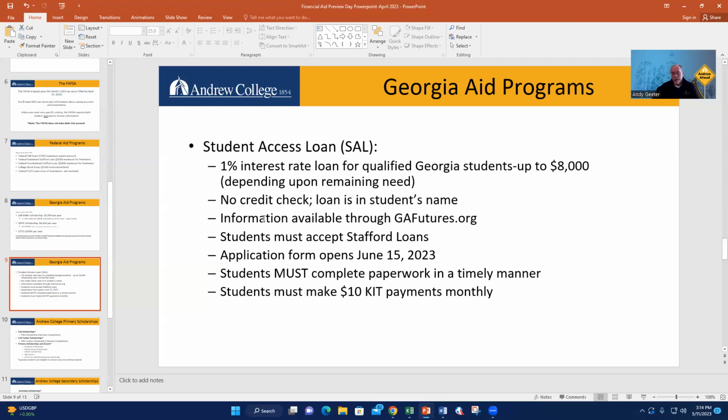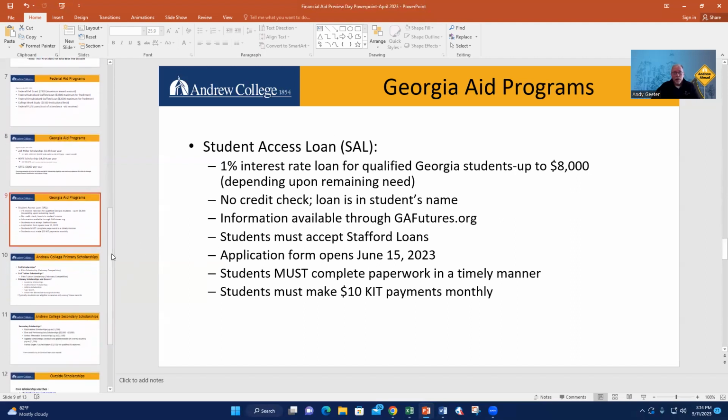Regardless, if a student receives the SAL loan, there is a $10 per month keep in touch payment, or KIT payment, and that payment must remain current. If it doesn't, that student's loan money will not be released for the next semester. This is done on a year-to-year basis, so a student getting ready to go into the second year would need to reapply for this loan.